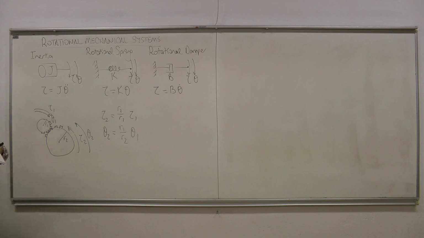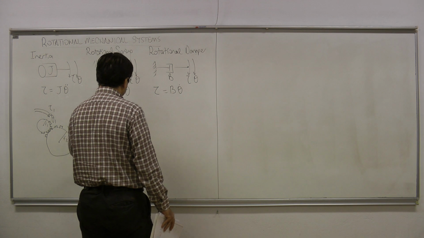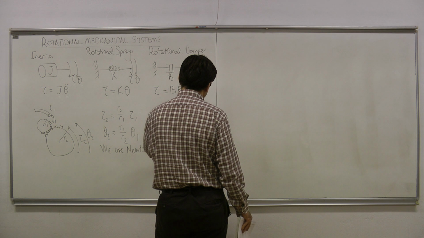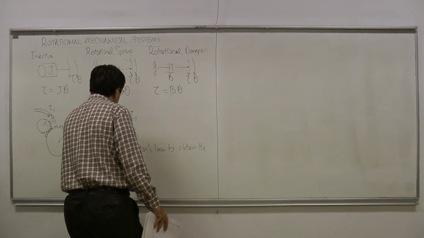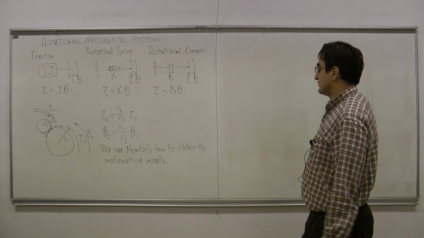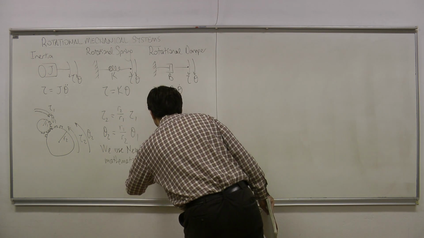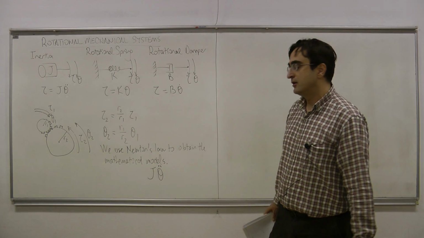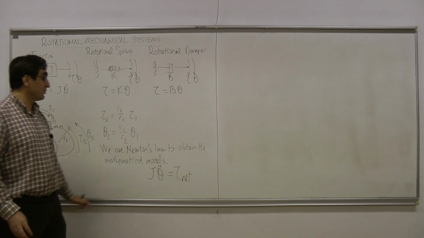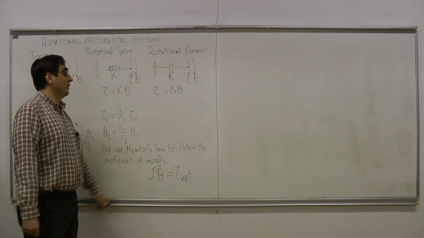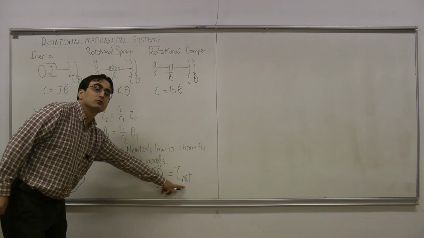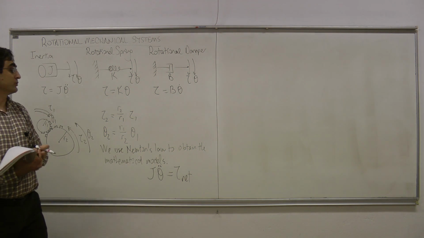So these are the terminal equations, and we use again Newton's law to obtain the mathematical models. All right? And what is Newton's law in this case? Inertia times angular acceleration. Inertia times theta double dot is going to be equal to the net torque applied onto the inertia from the outside in the direction of increasing theta. So this is Newton's second law written in angular coordinates. Okay, so this is like m times acceleration is equal to net force. All right, it is the equivalent of Newton's second law in rotational systems.